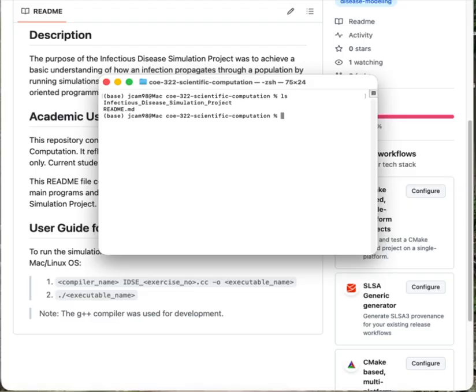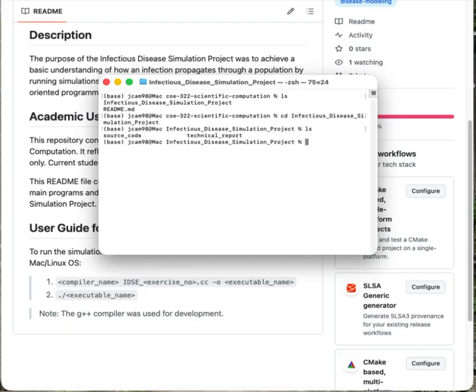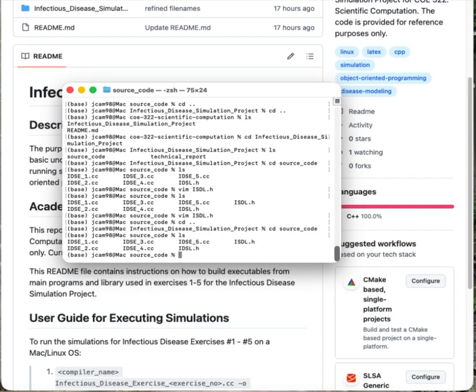So in our repository, we have our parent Infectious Disease Simulation Project folder. If we navigate into this directory, we have a directory with our source code, as well as the technical report that was assembled for the project. The header file contains a library of class definitions used in each of the simulations.